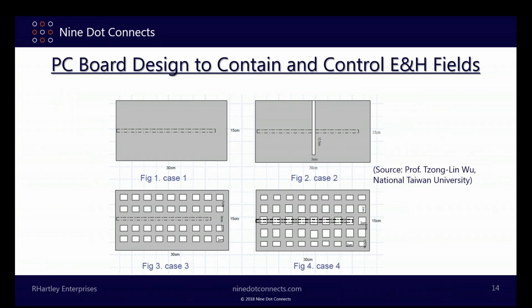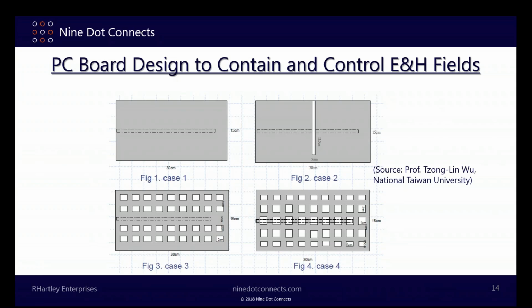Four circuit boards. This is a picture from Professor Wu from the National Taiwan University. The one on the left, the big gray area, is a plane on layer 2. The crosshatched line is a signal on layer 1. So you have 4 different arrangements. You have one with a solid ground, you have one with a split ground, and you have 2 of them with crosshatched ground planes. Except that case 3 has the trace routed above a section that isn't crosshatched. Case 4 shows the trace routed above the openings in the plane.